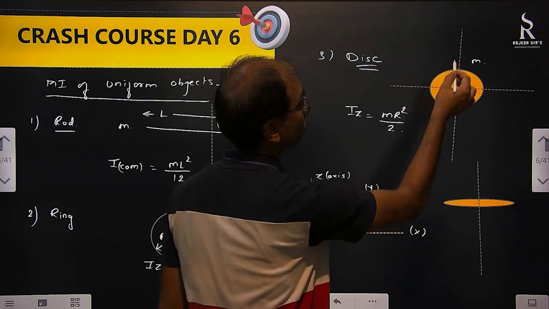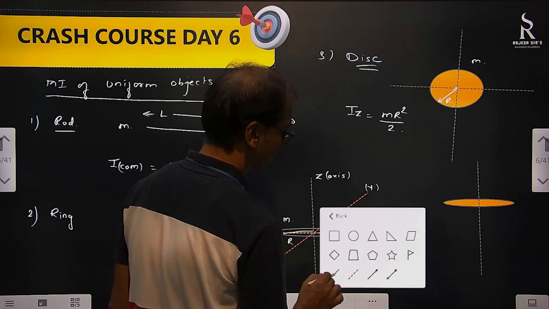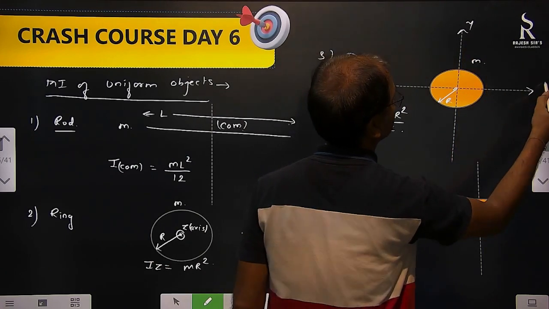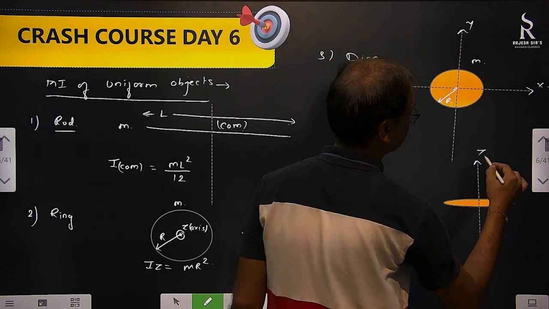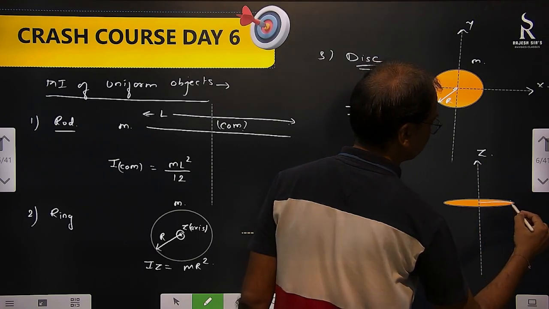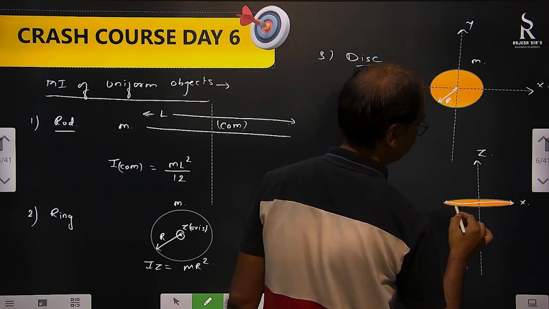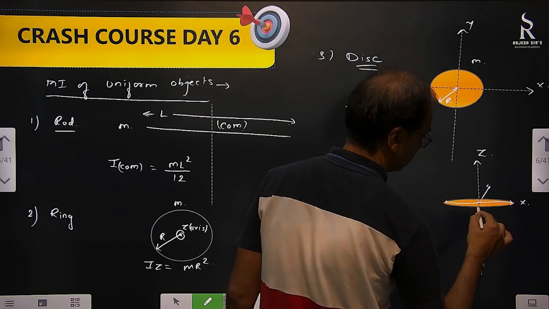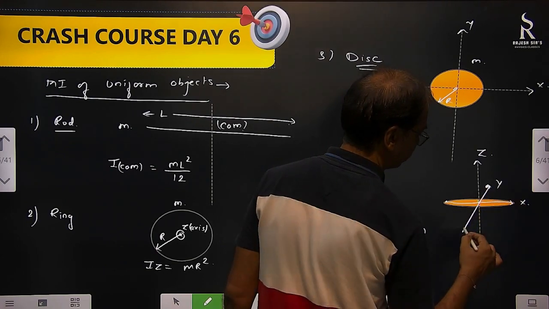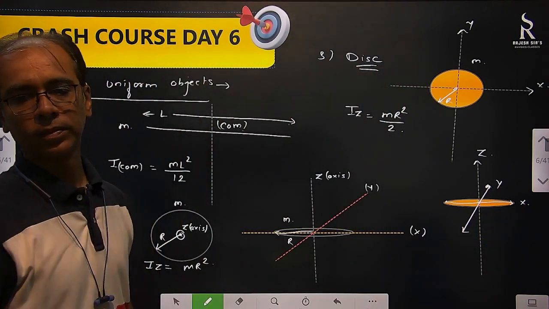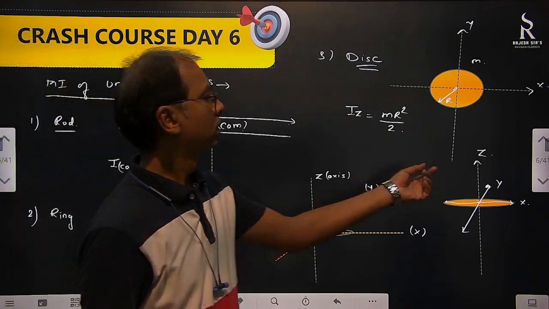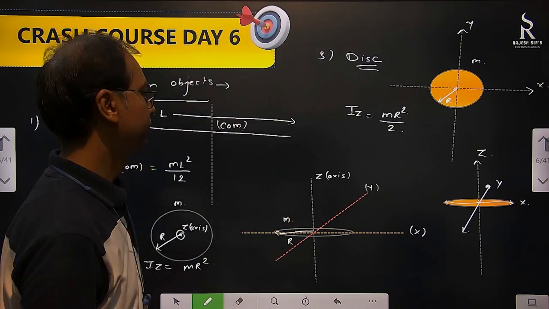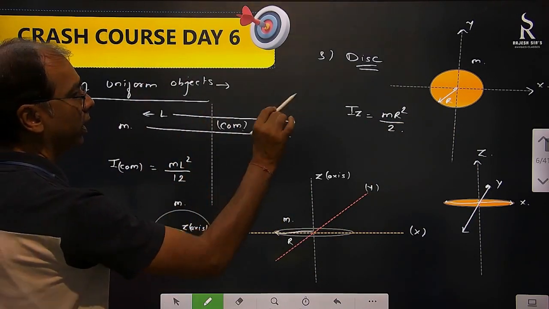You will say that this looks like the y axis only, then why is it z? You have to see the orientation to understand that. This is y, this is x, but here this is z. And where are x and y? This is the x axis. Then where is y? Y is here. This is y. So z axis means perpendicular to the plane, and the moment of inertia is mr square by 2. Right? So rod, ring, disc.